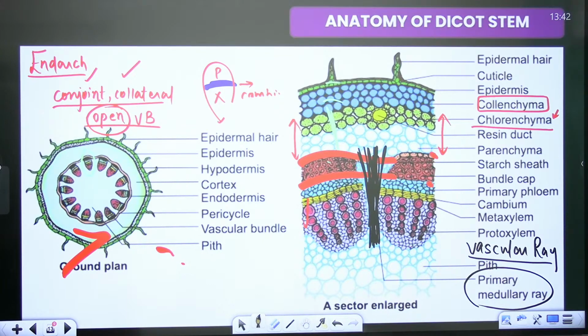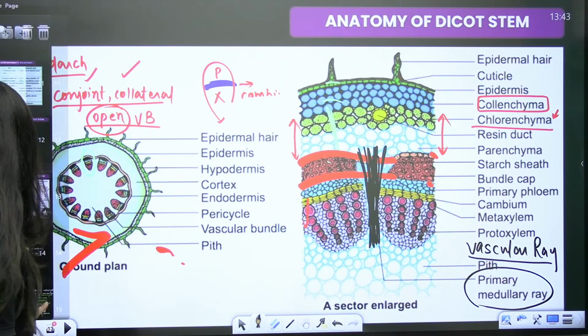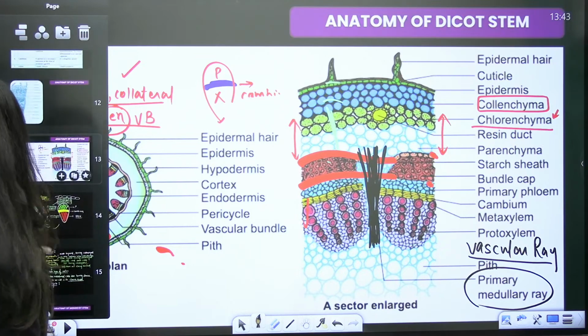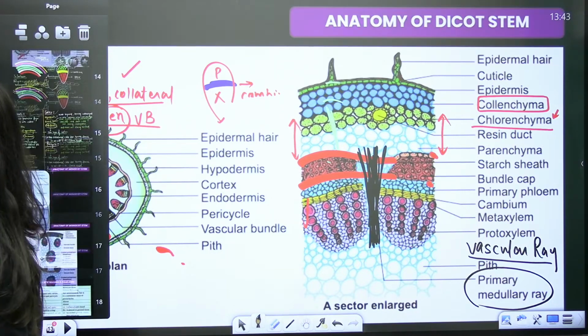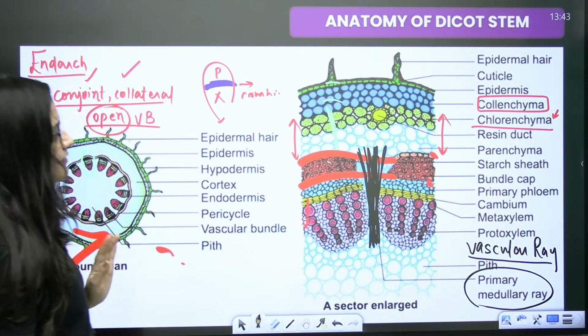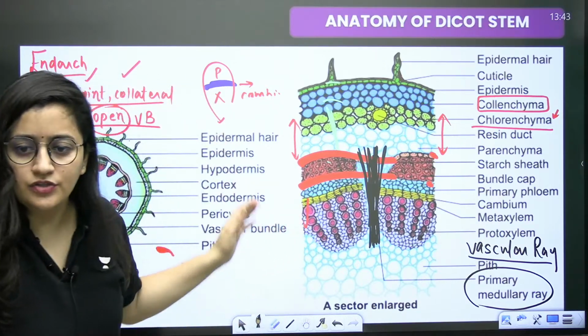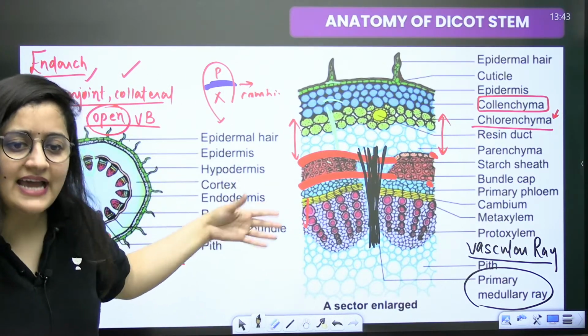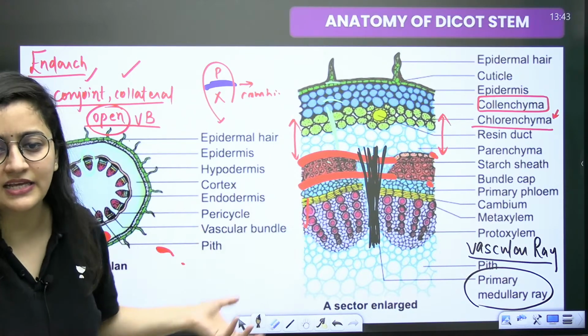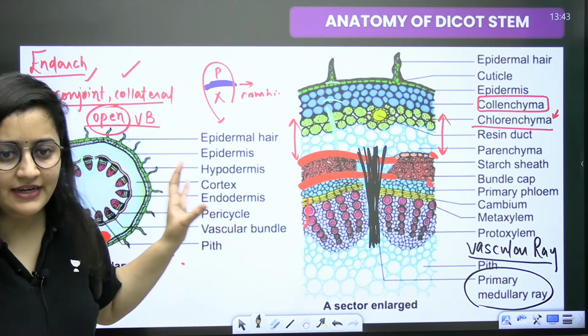Then we will revise it from NCERT, of course. That's all. You can read it from NCERT on your own. Why waste time here? So this is about the dicot stem. Look at the diagram and explain the topic. If there is any doubt, do let me know.